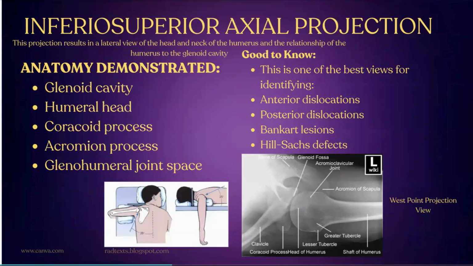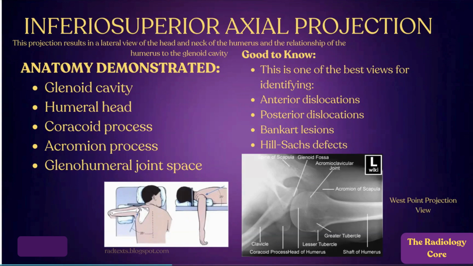So let's go over the inferior axial projection. This projection results in a lateral view of the head and the neck of the humerus and the relationship of the humerus to the glenoid cavity. For the anatomy demonstrated, you want to make sure that you see the glenoid cavity, the proximal humeral head, the coracoid process, which you'll see here. The acromion of the scapula is seen here. And then again, that glenoid fossa is seen here.